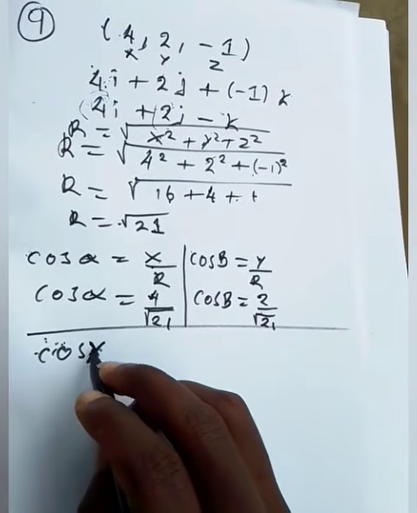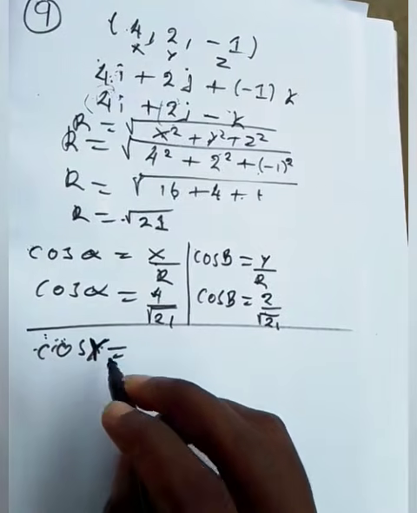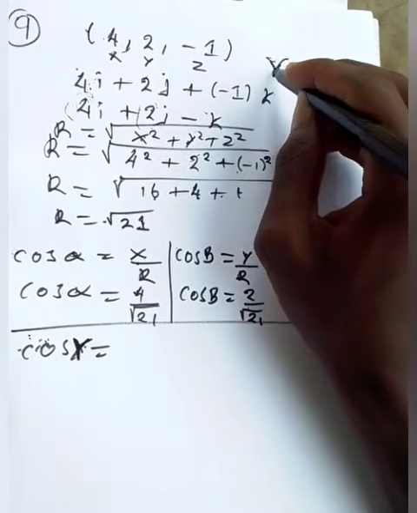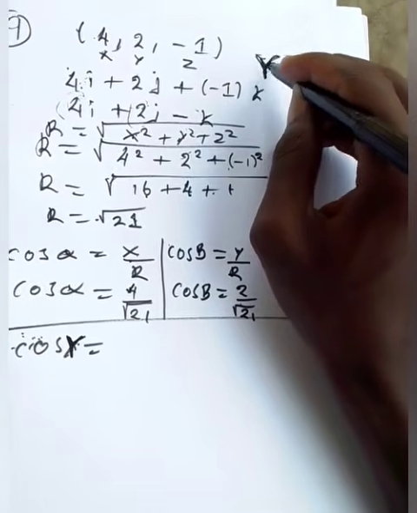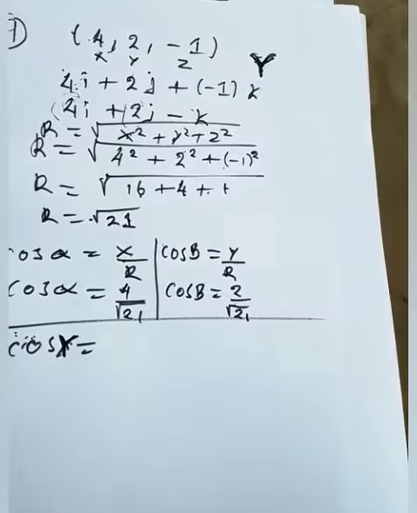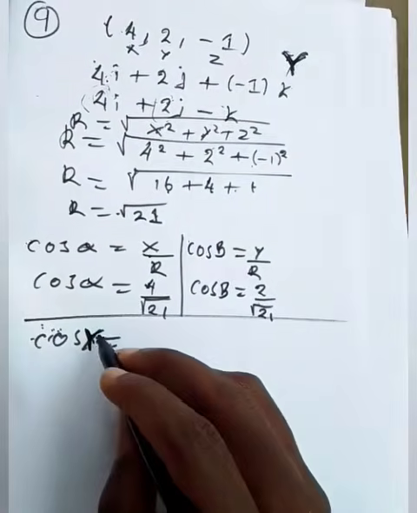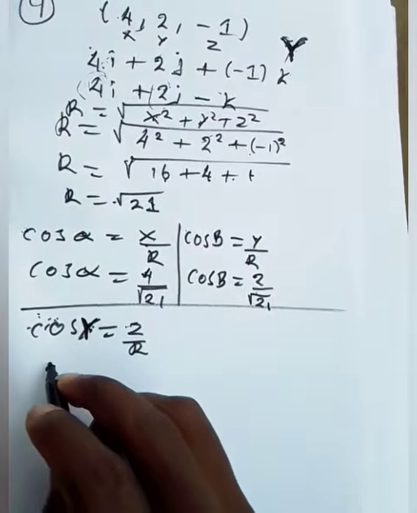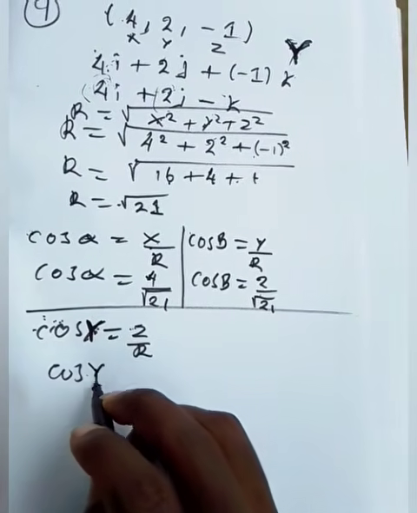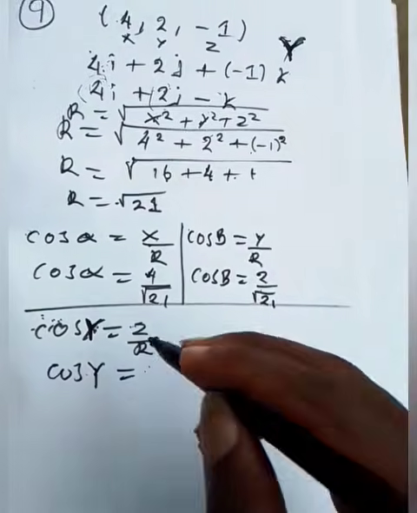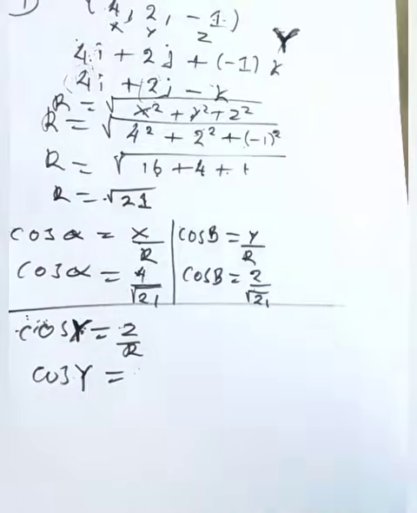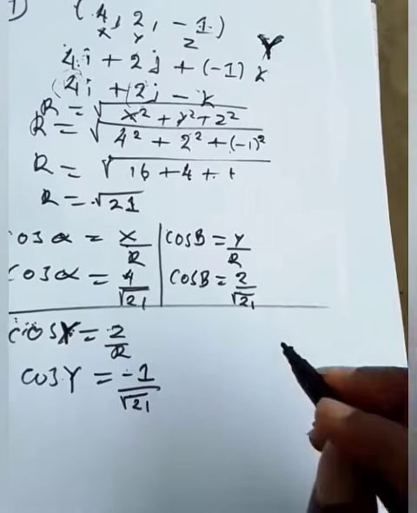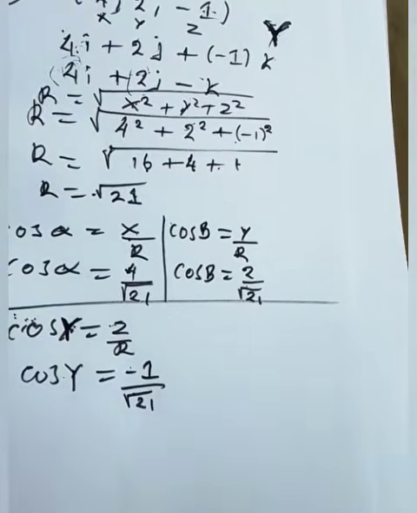I don't know how you write the symbol for gamma, but I think the right way of doing it is like this. Don't bend this, it will look like y. So cos gamma is equal to z over resultant, right? Cos gamma is equal to the component in the z axis, which is negative 1, over the resultant, square root of 21. Alright, so this is how we do it.